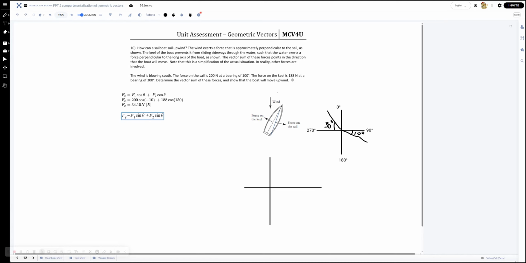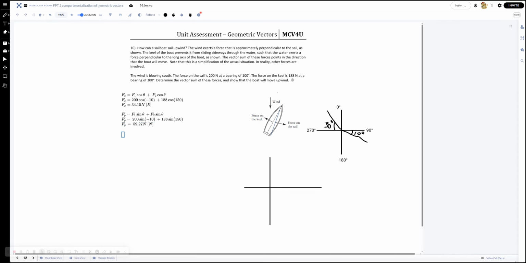So let's do the same thing for the vertical component of the resultant vector. The vertical component is just the magnitude of each force multiplied by their respective sine thetas added together. So Fy is equal to 200 sine negative 10 plus 188 sine 150. And when we add these together, we get that the vertical component of the resultant of these vectors is approximately 59.27 newtons in the north direction, as we made that our positive.